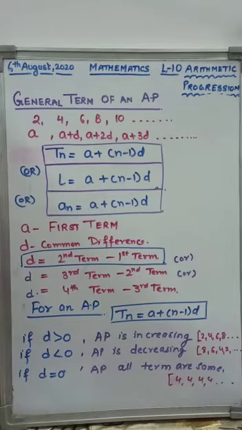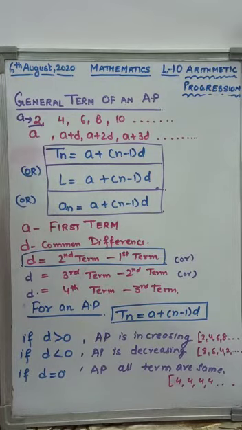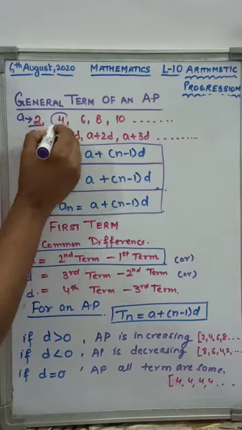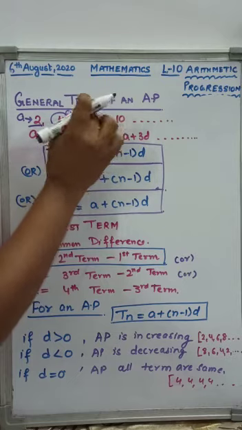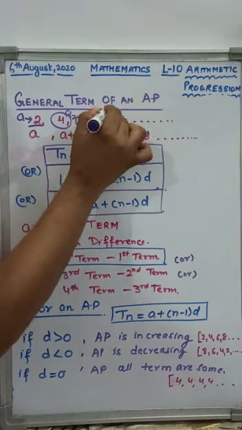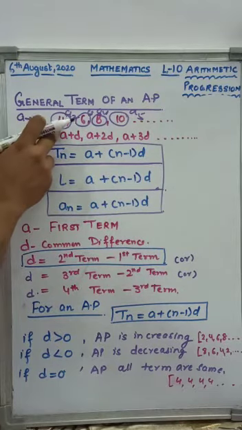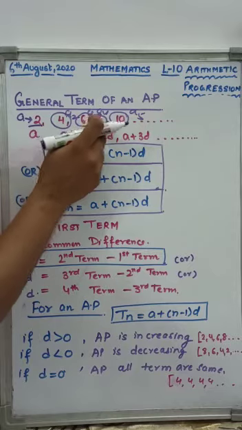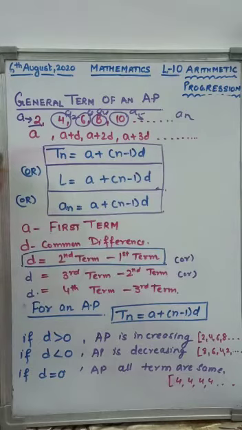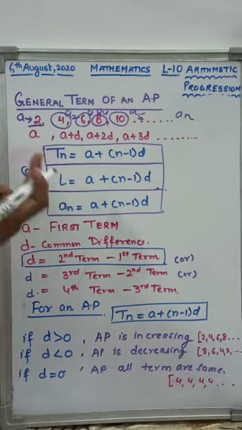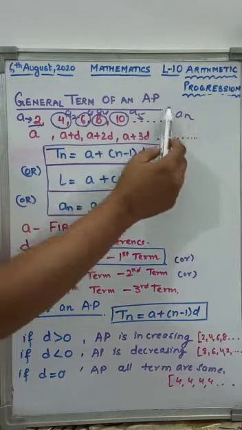Now class, we have already discussed the first term. a, first term means first number. This is second term, a2. Third term, a3. Fourth term, a4. Fifth term, a5. Means first number, second number, third number, fourth number, fifth number, so on, n number. So in a series or sequence of AP, you have first term, second term, third term, fourth term, fifth term, nth term.